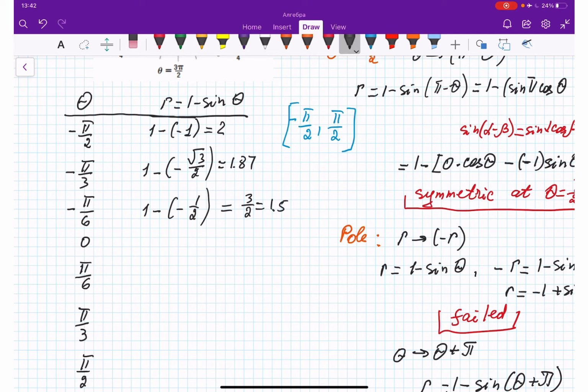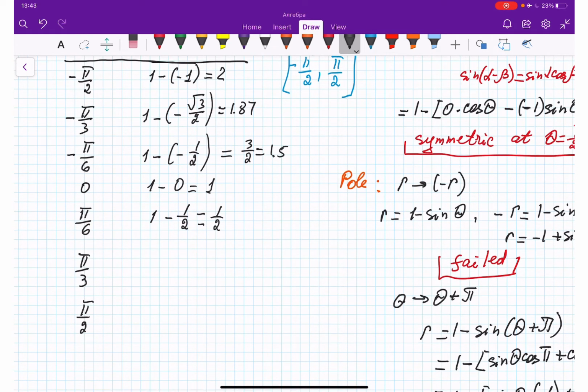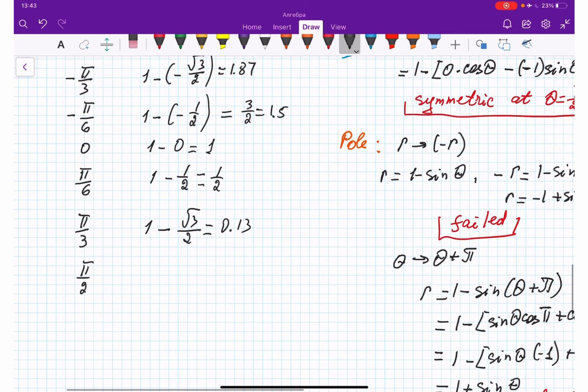Next, when we have 0 degrees, we get 1 minus 0. Sine 0 is 0. We are getting 1. Okay, next, pi over 6 positive, 1 minus 1 half, because we have positive 1 half, so it's going to be equal positive 1 half. For positive pi over 3, we are going to get 1 minus square root 3 over 2, and we are getting approximately 0.13. And for half a pi, we are getting 1 minus sine 90 degrees is 1, and we are getting 0.